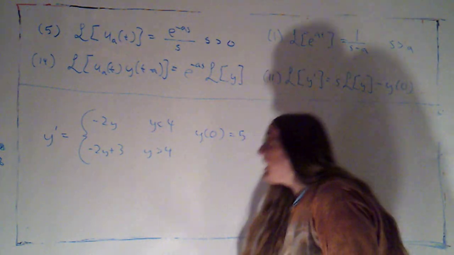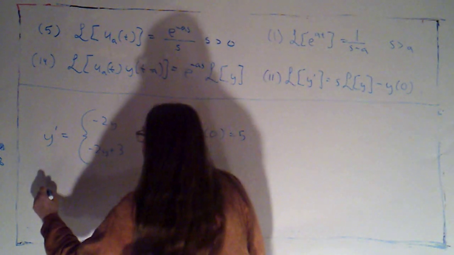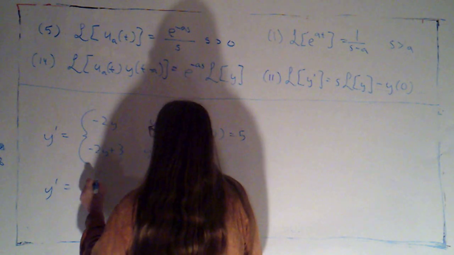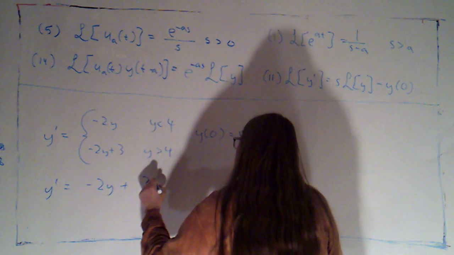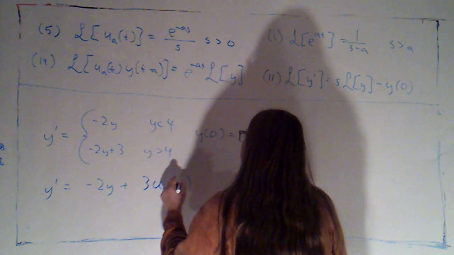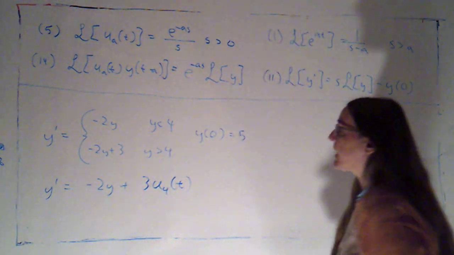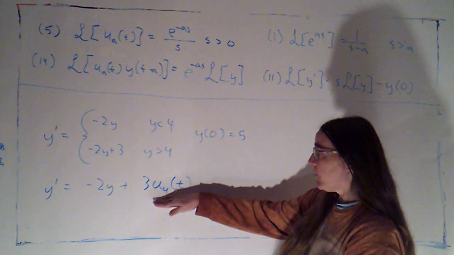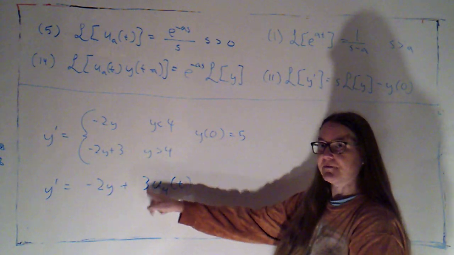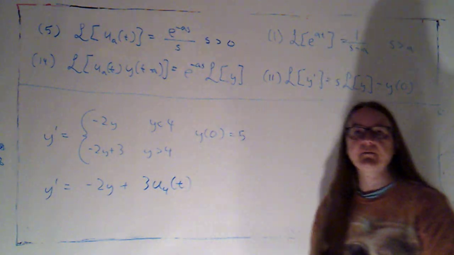So we're going to suppose that our solution y will be a continuous function, it just won't be differentiable. And I'm going to rewrite this as y prime is equal to negative 2y plus 3 times mu sub 4 of t. So this is turning on at time 4, 3, so that I'm adding that to my y prime.